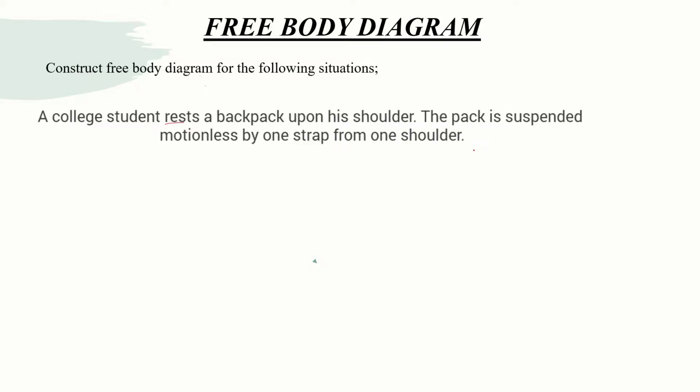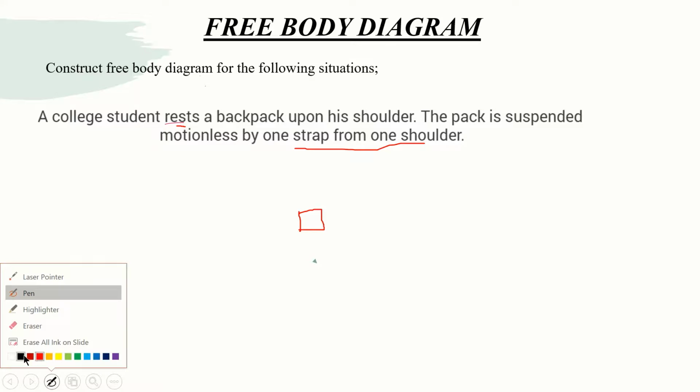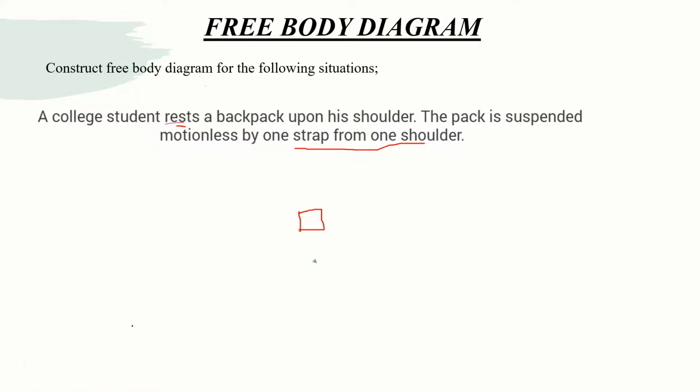Also, we have a next question. It says a college student rests a backpack upon his shoulder. The pack is suspended motionless by one strap from one shoulder. The first thing I do again is to draw the box. The next thing I do is to draw the forces. As you can see, there must be a gravitational force acting on this object.